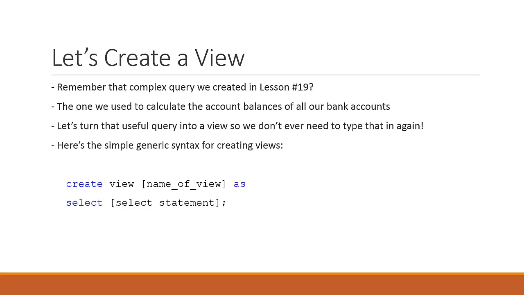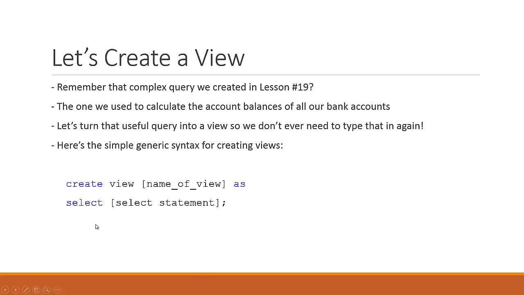So here's the generic syntax for creating a view. You say create view. You give it the name that you want to give it. The name of the view typically follows the same rules as naming a table or naming a column. Whatever name you like, you use underscores and try to keep it somewhat logical for the name of the view. Then you say as, select, and then you put in your select statement.